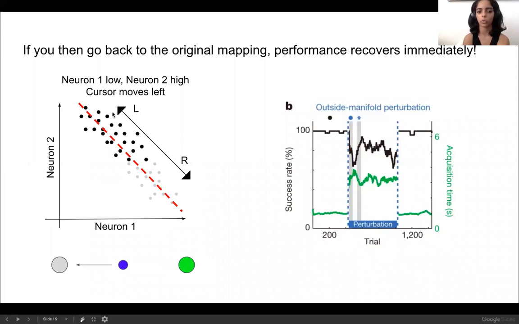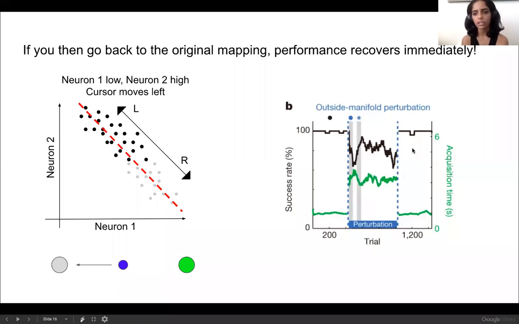Now we made it back to what it used to be again. This is the natural direction of variation of the neural activity. Then the performance recovers immediately, basically without taking any time. So what this means is that the animal never forgot this mapping. This mapping was always present. Nothing new was learned here. And when you went back to the original mapping, it came back immediately.